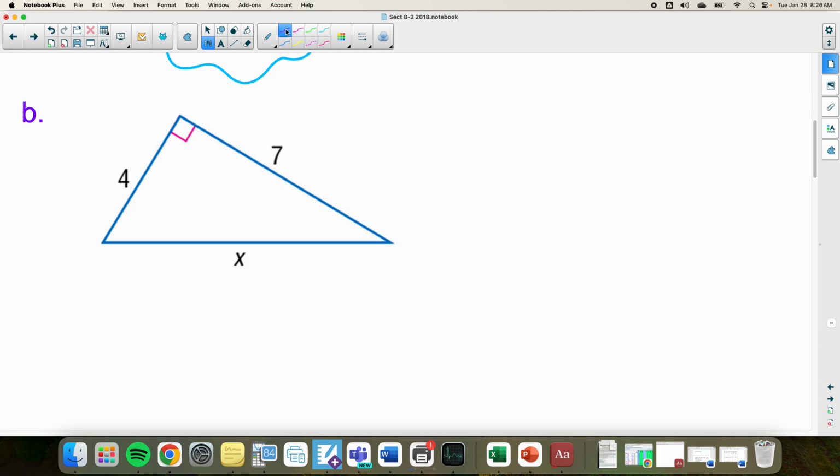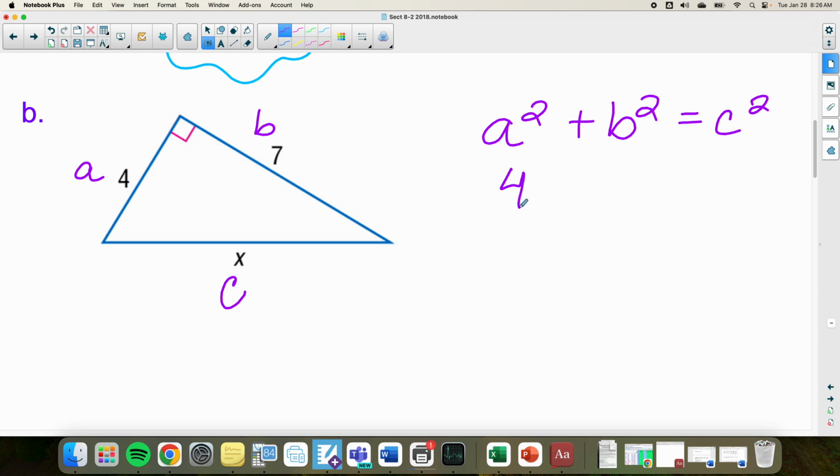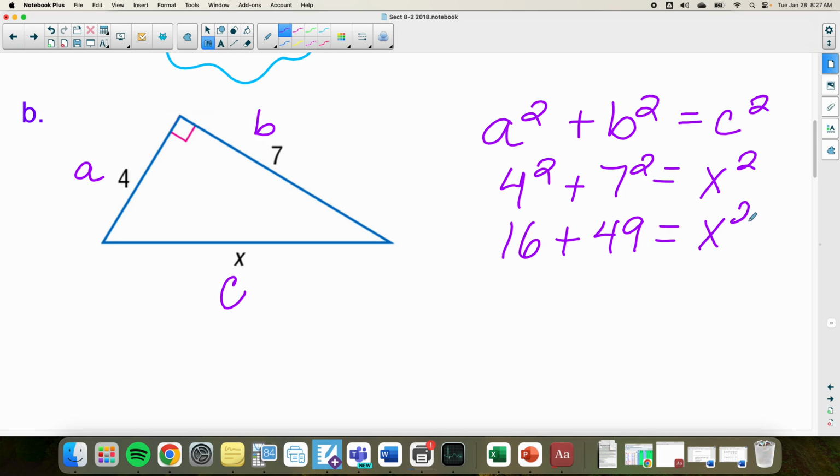Okay, so if we look at this one, across from the right angle is C. The other two sides are A and B. Doesn't matter which one you say is A and which one you say is B. And then if we do A squared plus B squared equals C squared, A is 4 squared, B is 7 squared, and C is X squared. Okay? 4 squared is 16, 7 squared is 49. So did you guys get 65? Okay. Then we have to take the square root of that.